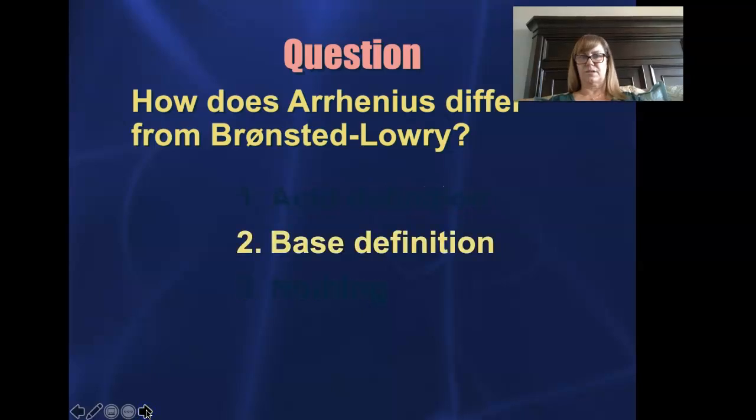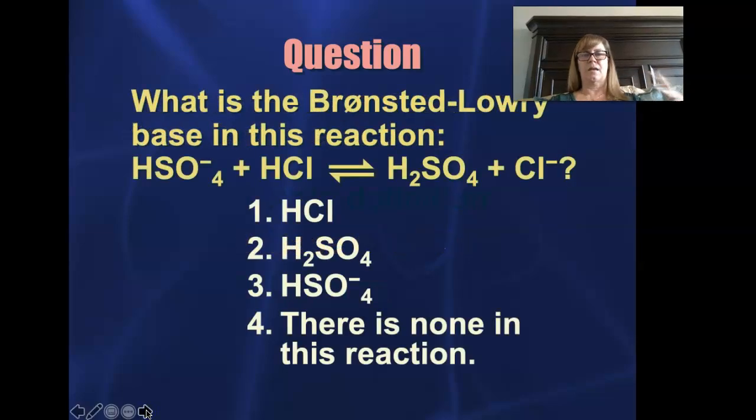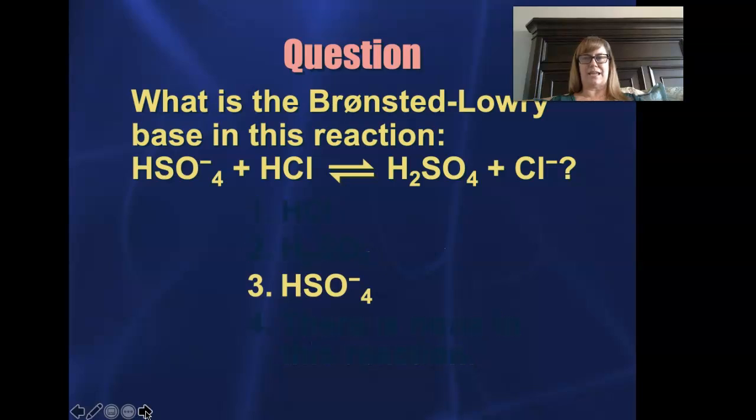So where Arrhenius differs from Bronsted-Lowry is simply its base definition. Its acid definition is the same. So what is the Bronsted-Lowry base in this reaction? Notice there's no hydroxides here. So you can't use Arrhenius's definition. Remember, Bronsted-Lowry is something that can accept a proton. So therefore, HSO4 negative, that ion, is acting as your base.